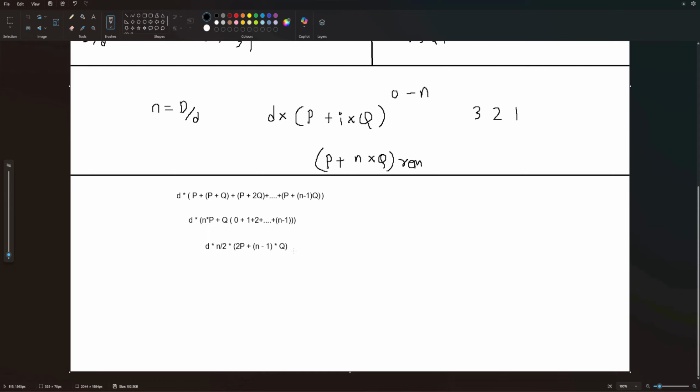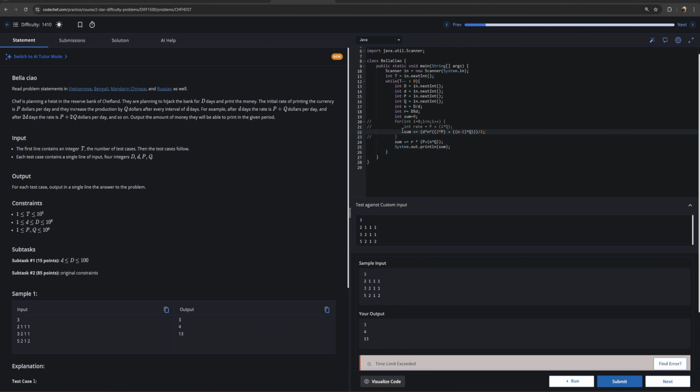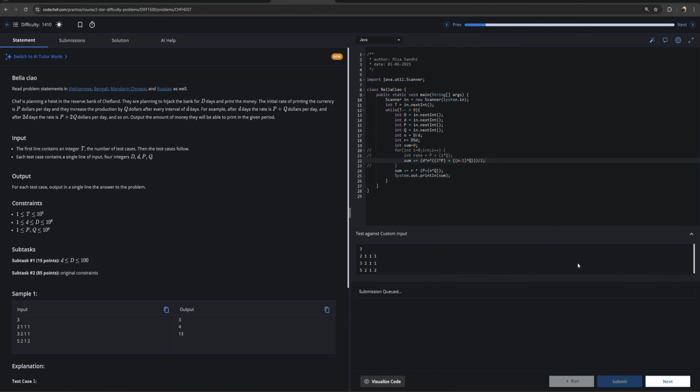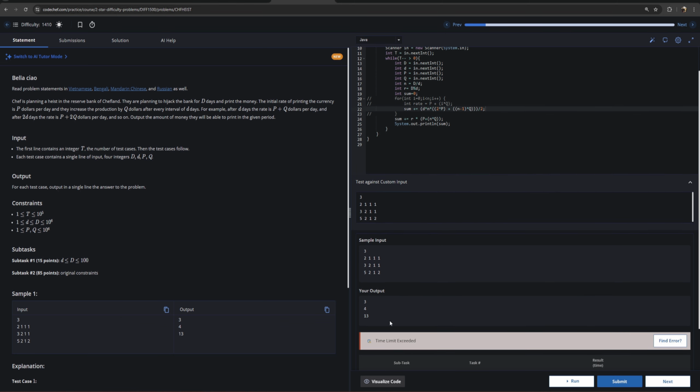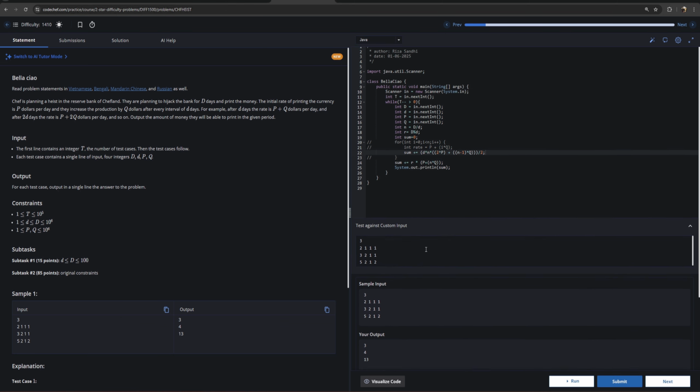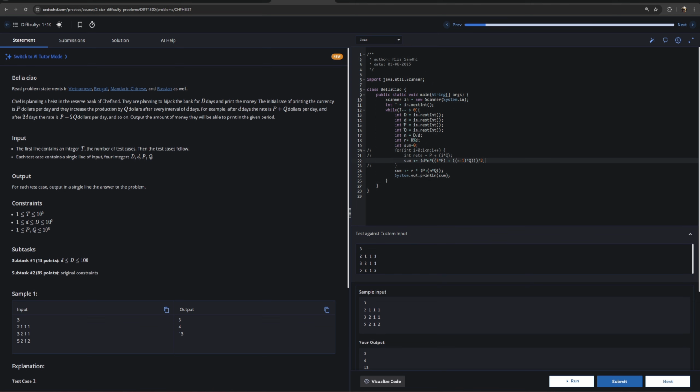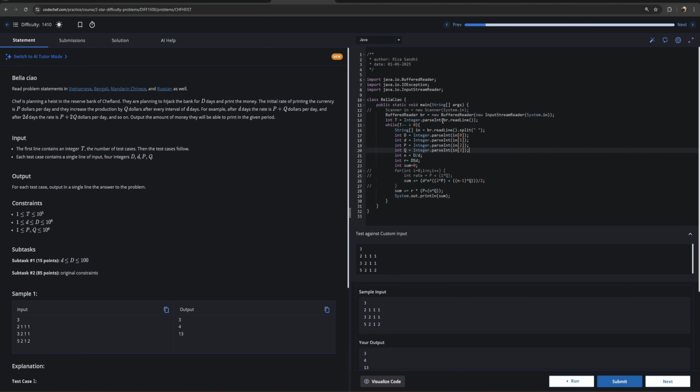Let's put this into code. Alright, I have put the formula here. Let's submit the code. So I'm still getting time limit exceeded. Maybe let's use buffered reader instead of scanner. All right, I've used buffered reader now. Let's submit the code.